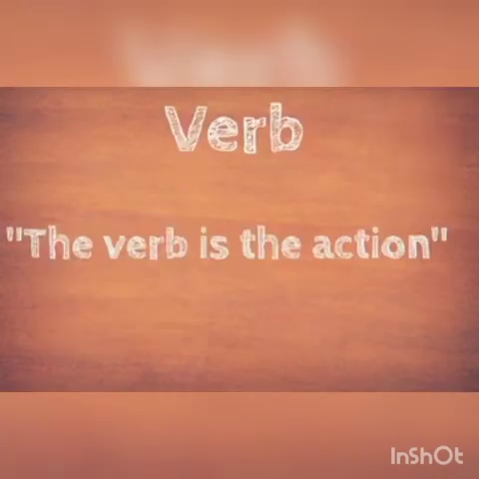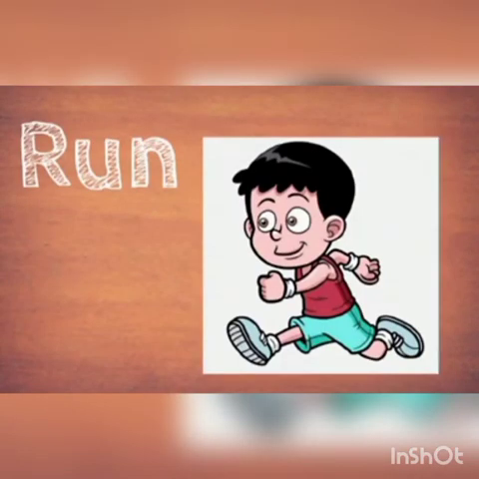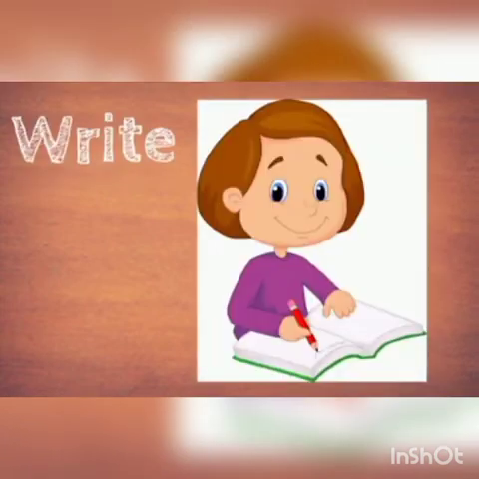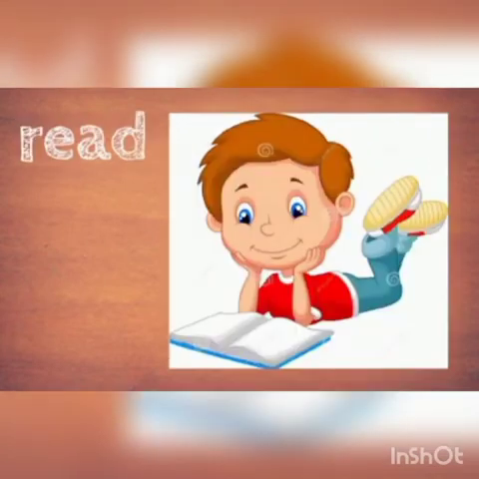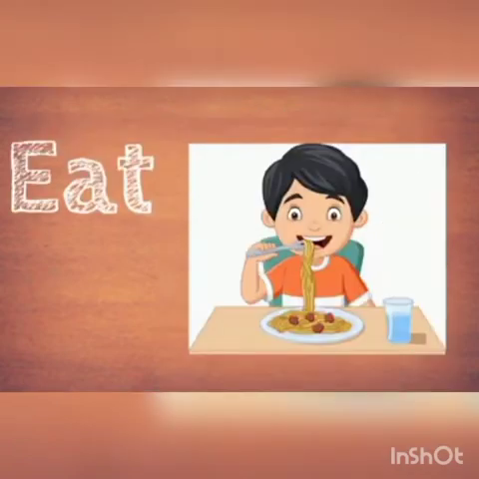The next one is the verb. A verb is the main part of the sentence. It is the action word. For example, run, दौड़ना. Run is the action word. It is a verb. Write, लिखना. कोई भी काम लिखना. It is a verb. Read, पढ़ना. It is a verb. And the last one is eat, khana. These are all verbs.